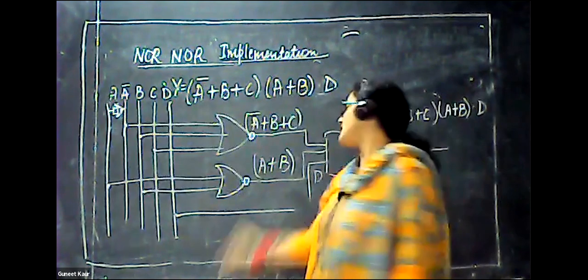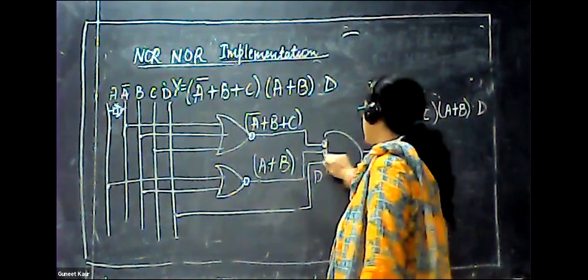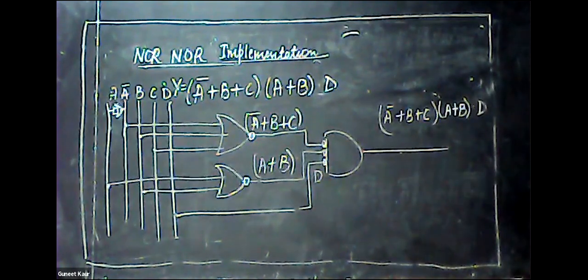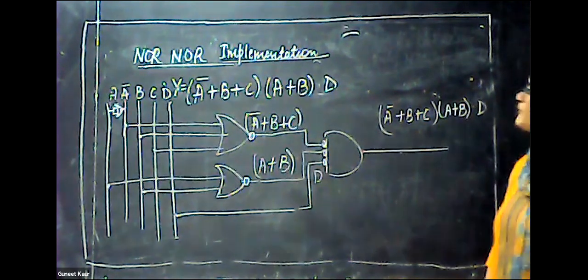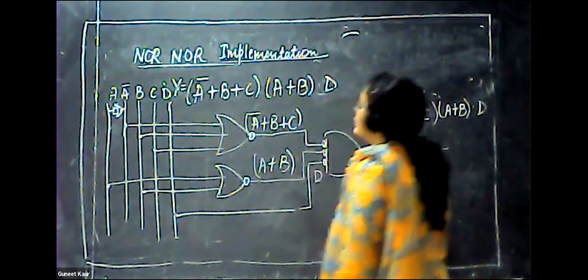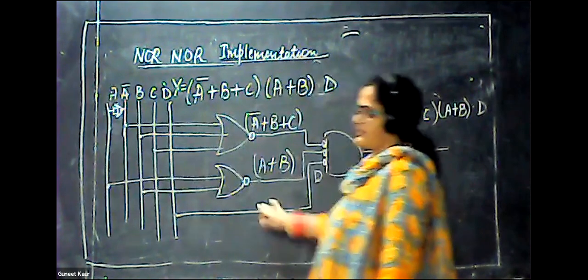Now come on to the third. AND gate will be converted into bubbled AND. Okay. So in the second step, we have to replace the OR by NOR, AND by bubbled AND, and NOT by NOR. Now come on to the third step. In the third step, what will you do? This is already a NOR. This is already a NOR. This is already a NOR.